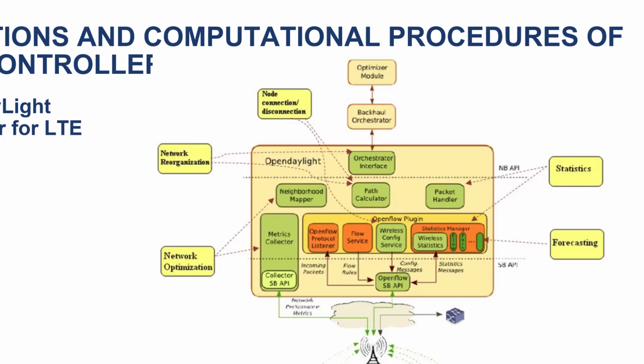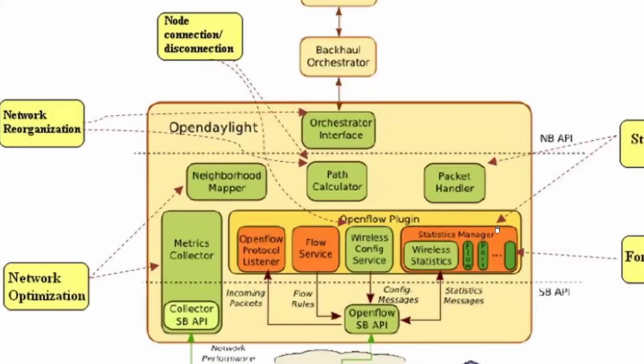What else? We have forecasting. So we have some functions which are organized in the controller from one side. From the other side, we have some tasks such as statistic collecting. For this group of tasks, different modules inside the controller are used, for example, packet handler and some statistic manager. It's for statistics.